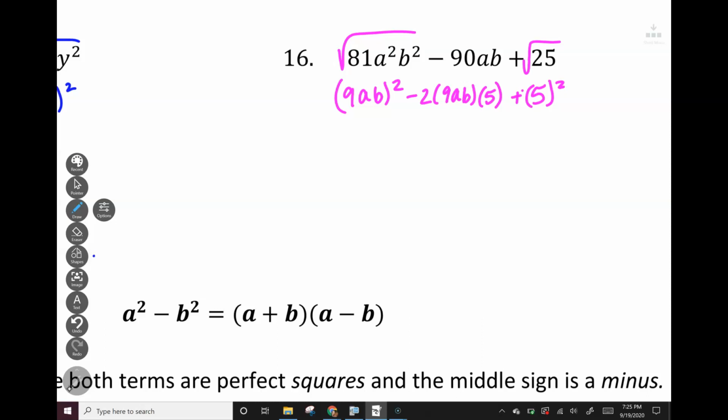Okay, so now we can factor this, taking the square root of our first and last term to get a and b from our pattern. Notice there's a minus sign on this one, so we need a minus in the middle this time. So square root of this first one just cancels out that exponent. That's 9ab. And the last one, you got the 5. Square root of 5 squared is 5.